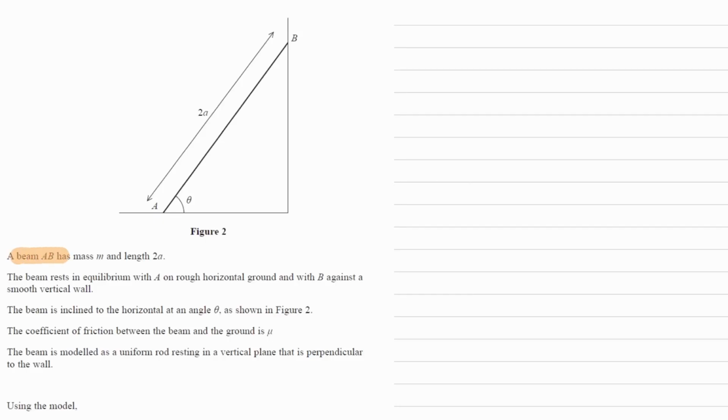A beam AB has mass m and length 2a. The beam rests in equilibrium with A on rough horizontal ground and with B against a smooth vertical wall. So there's friction at the ground, but not at the wall. The beam is inclined to the horizontal at an angle of theta as shown in the diagram.